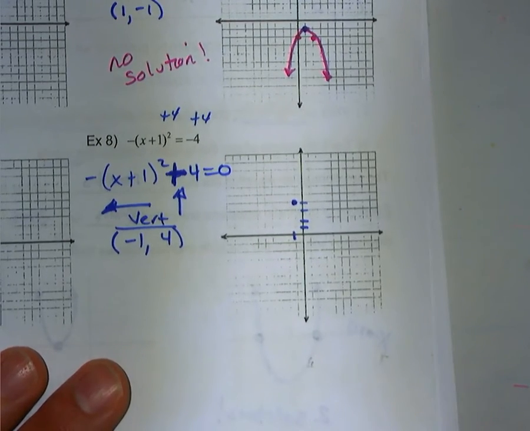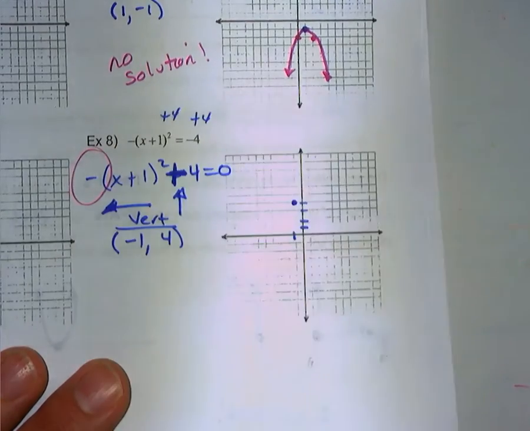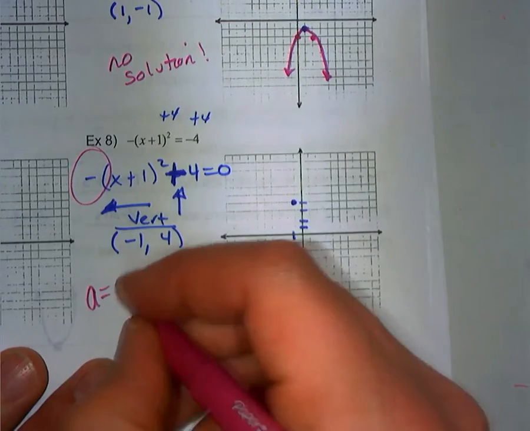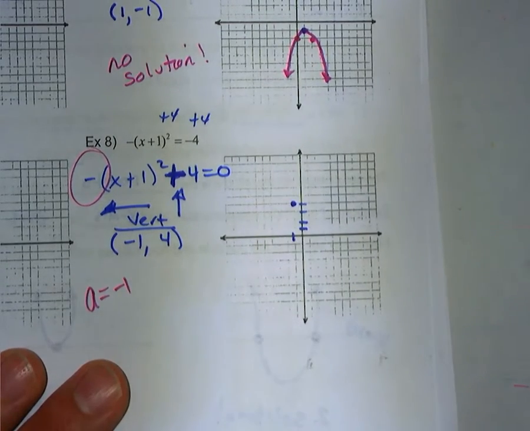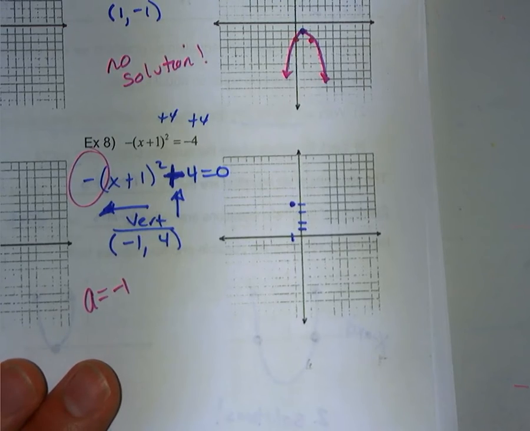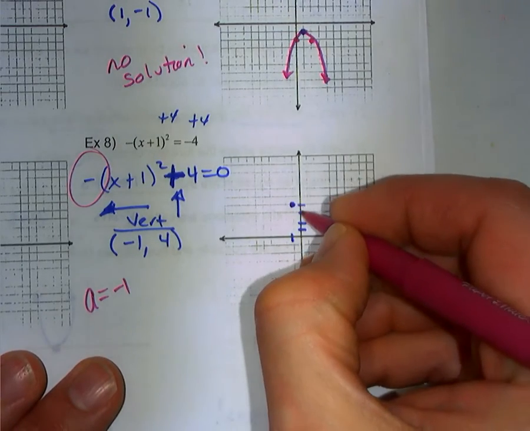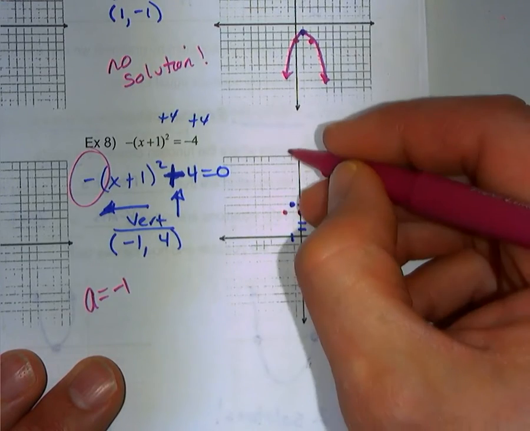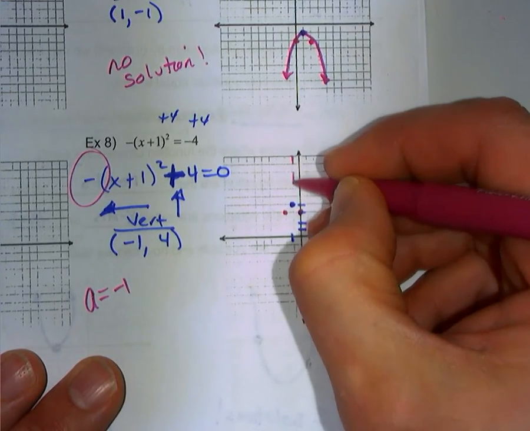Next, I do my A value. Hey, ooh, I got an A. What's A? I got a negative, so that's negative 1. So now I got a frowny face. It's going to follow the normal pattern. Over 1, down 1. Over 1, down 1. Okay, here's my axis of symmetry right down the middle here. You want to draw that, you can.